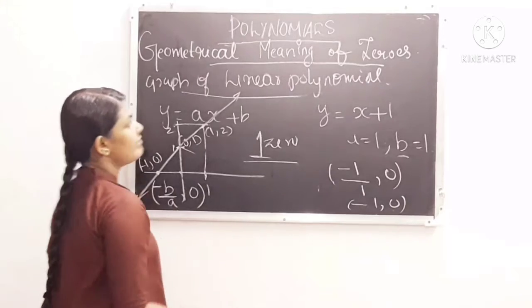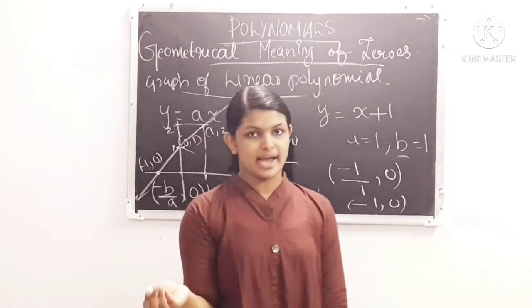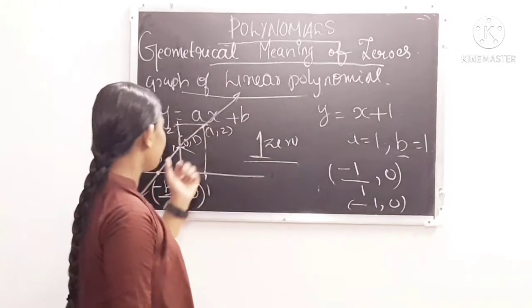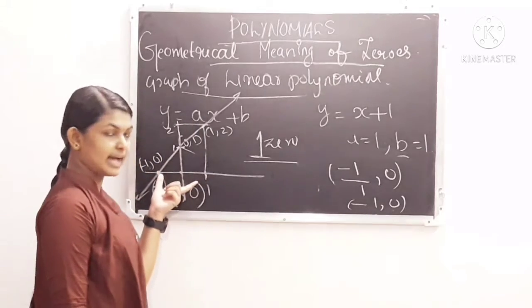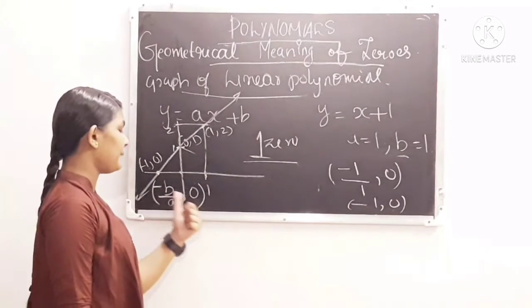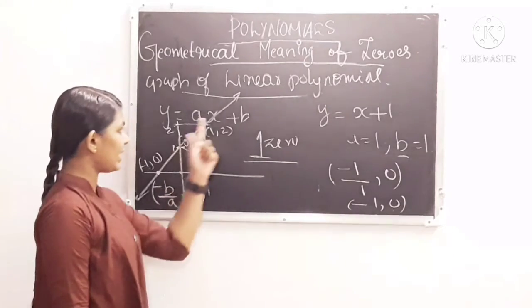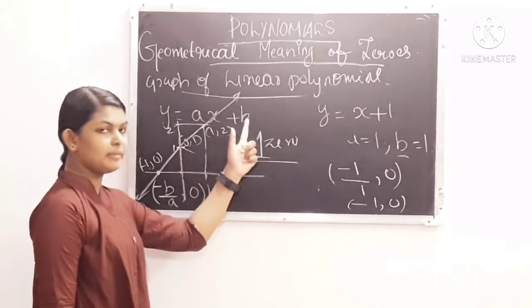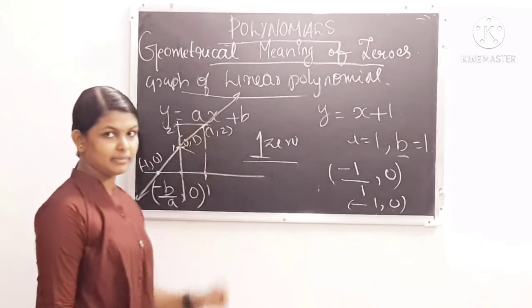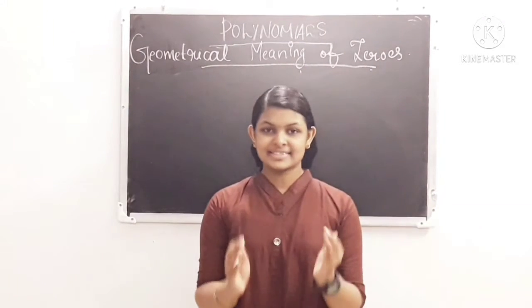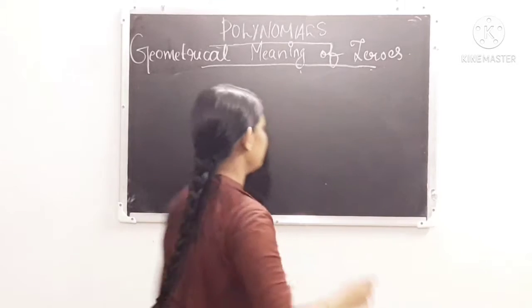So we got the graph of this linear polynomial as a straight line. And the point at which this graph intersects the x-axis is minus b by a, comma 0, where b is the constant term and a is the coefficient of the variable. Now we can discuss the graph of a quadratic polynomial.